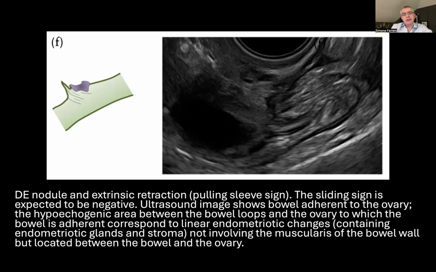On ultrasound, the bowel is adherent to the ovary, and there is a hypoechogenic area between the bowel loops and the ovary, which corresponds to endometriotic tissue, but this nodule does not infiltrate the bowel wall. It is simply located between the bowel and the ovary.